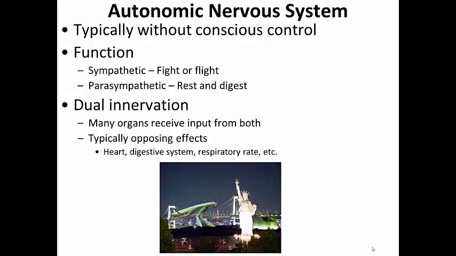So what we see is that most organs receive input from both the sympathetic and the parasympathetic division. And the overall state of the organ depends on which system is dominating at any given time. So, for instance, the heart, digestive system, respiratory rate, all these things are controlled by, you might consider them competing, or at least contrasting innervation from the sympathetic and parasympathetic divisions of the nervous system. I do want to point this out as well, though. So one last thing to point out here is that the sympathetic tends to be activated all at once.